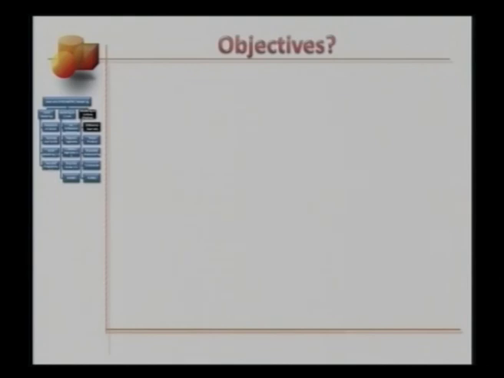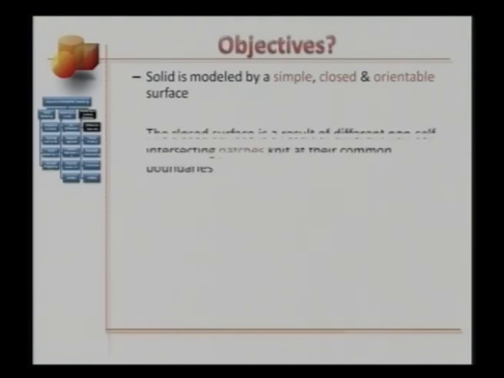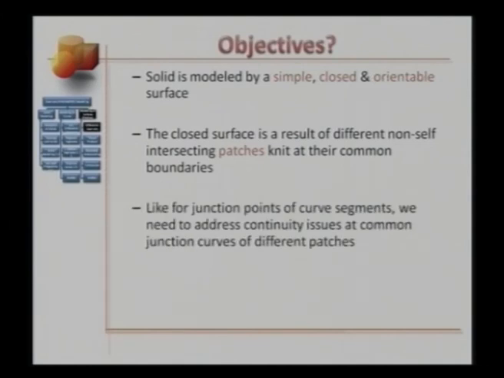Before we start, what would be our objectives? We know that a solid can be modeled by a simple closed and orientable bounding surface. The closed surface is a result of different non-self-intersecting patches knit at their common boundaries. Like for junction points of curve segments, we need to address the continuity conditions at common junction curves of different patches. What do I mean here?